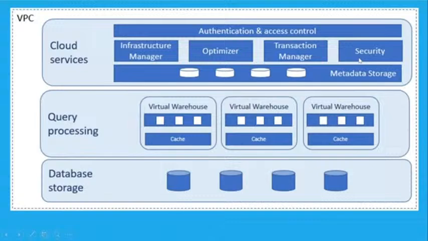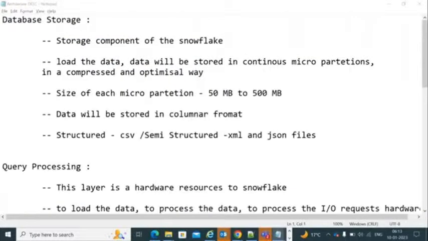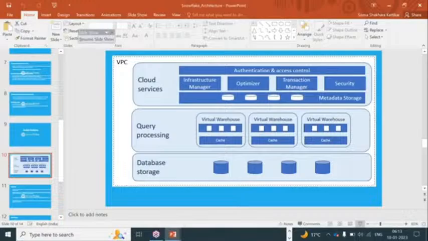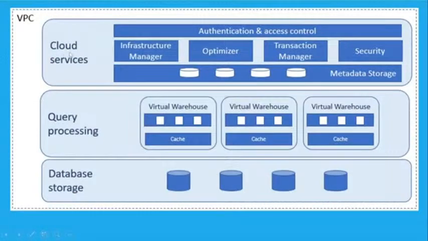Guys, we have three layers in the Snowflake architecture. One is the cloud services layer. Another one is the query processing layer. The third one is the database storage layer. Let me repeat once again.